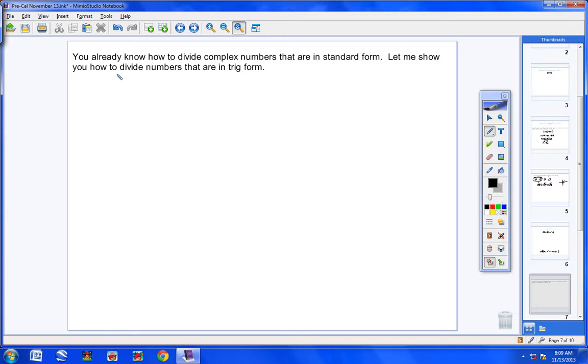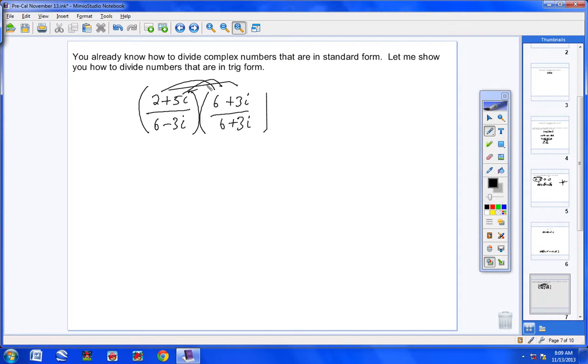Now, we already know how to divide complex numbers that are in standard form. Let me show you how to divide numbers that are in trig form. And by the way, don't take notes on this unless you want to, but last year we learned if I had 2 plus 5i over 6 minus 3i, something like that, in order to divide those complex numbers in standard form, you change the sign in the middle. And so I would multiply the top and the bottom by 6 plus 3i. It's a really long process. And then you'd have to multiply this 2 all the way through, and this 5i all the way through, and then this 6 all the way through, this negative 3i all the way through, and do a bunch of simplifying. It took quite a while, okay?